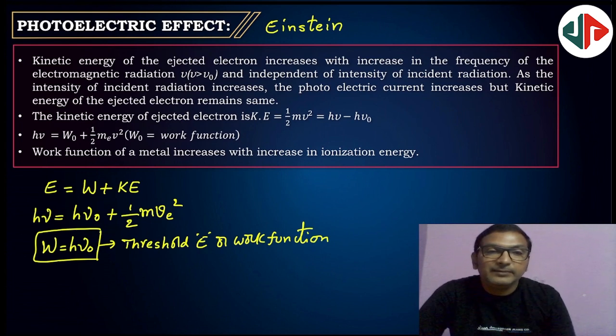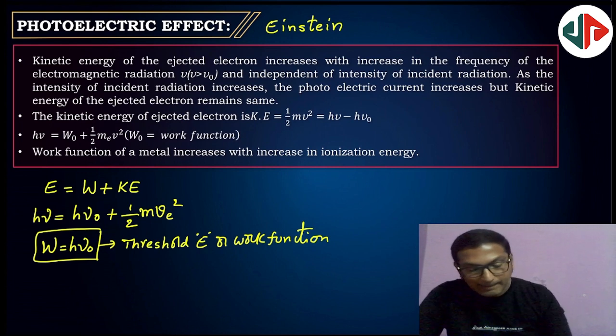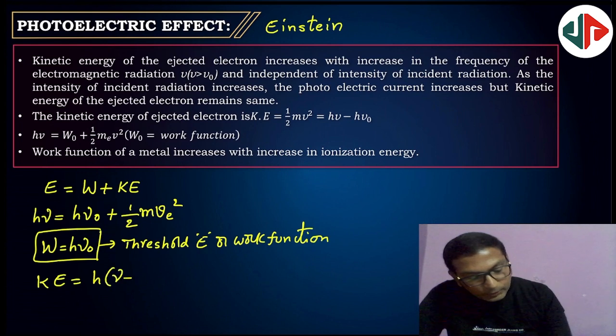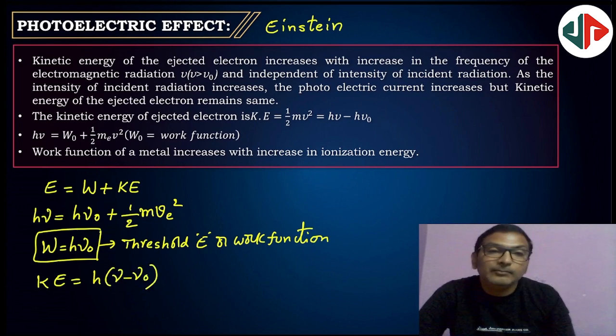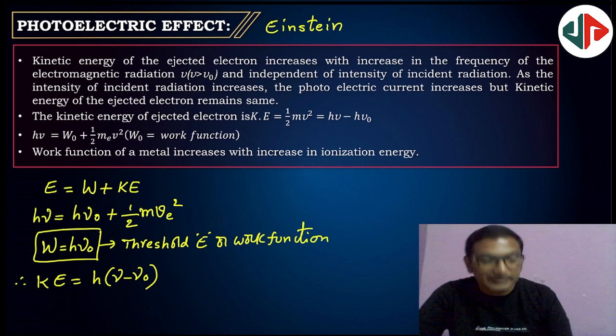So nu is the frequency of incident light, nu naught is the threshold frequency. m is the mass of the electron, v is the velocity of the ejected electron. Next, from this we can write K equals h into (nu minus nu naught). Nu is the frequency of incident light, nu naught is the threshold frequency.